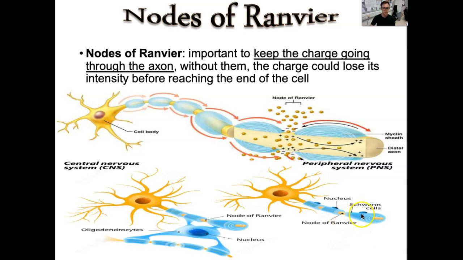Now, in the peripheral nervous system, you have what's known as the Schwann cells. Okay, so the Schwann cells create this sheath in the peripheral nervous system, and they only cover one segment of that axon. As you can see, you've got a Schwann cell here, you've got a Schwann cell here, you've got a Schwann cell here, up along each segment of that neuron.